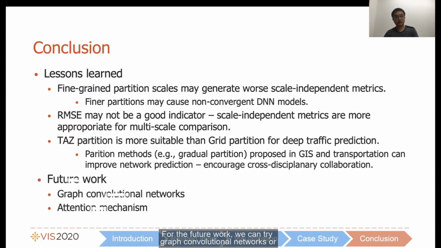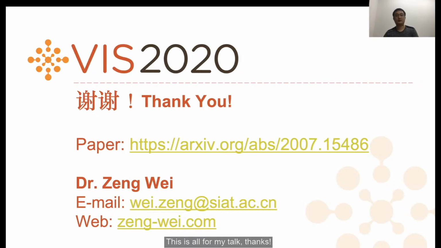For the future work, we can try graph convolutional networks or attention mechanisms to improve the network prediction. Okay, so this is all for my talk. Thanks.